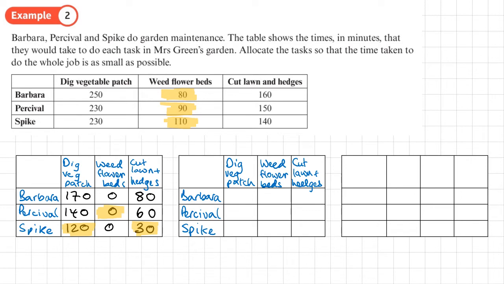So first column, let's start by taking away 120 from each of our values. So 170 minus 120, 140 minus 120, 120 minus itself. These zeros won't change. And then we take away 30 from each of the values in the last column. So that completes our column reduction. So now we draw the minimum number of lines to cover all of the zeros. Now we have to use 2 lines.